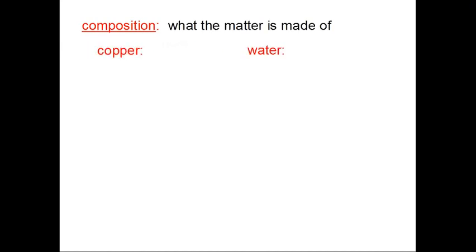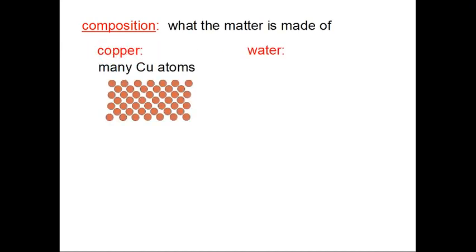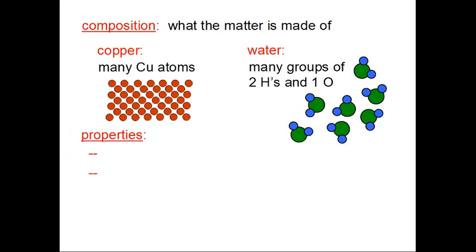So what is composition? Composition is pretty straightforward. Composition is what matter is made of. You're composed of a whole lot of water and a whole lot of carbon. What things matter is made of is the composition. Water is composed of hydrogen and oxygen. Sugar is composed of carbon, hydrogen, oxygen. So example here, copper is made up of a whole bunch of copper atoms, arranged like so. Water is made up of lots of groups of 2 hydrogens and 1 oxygen.